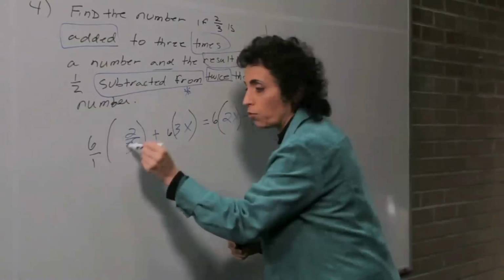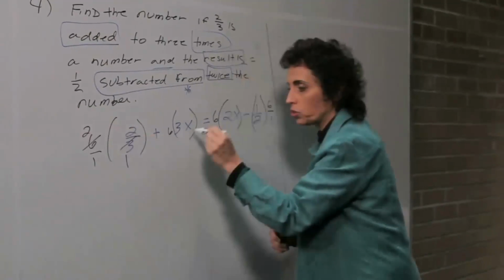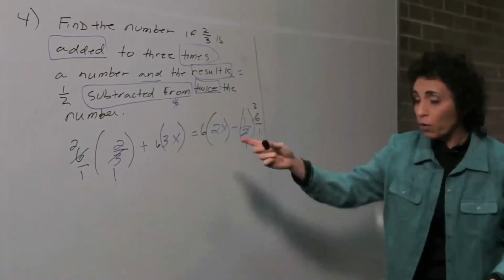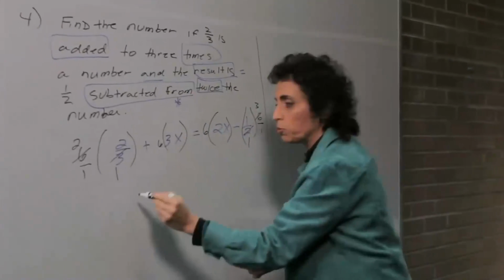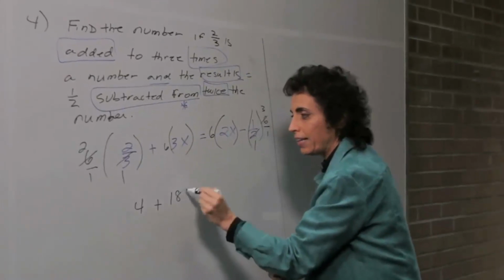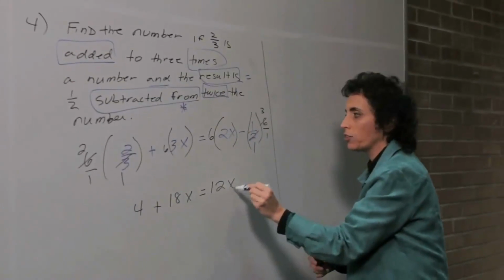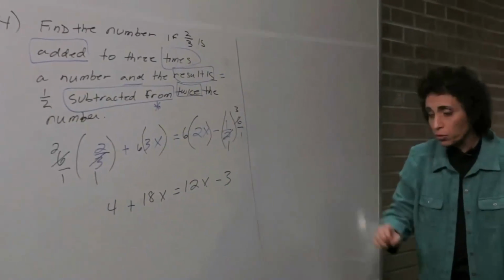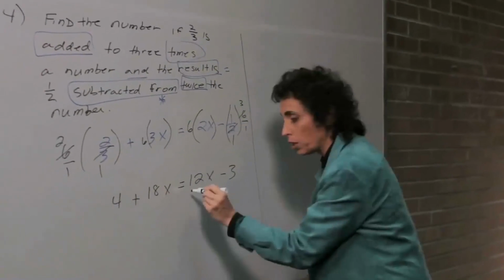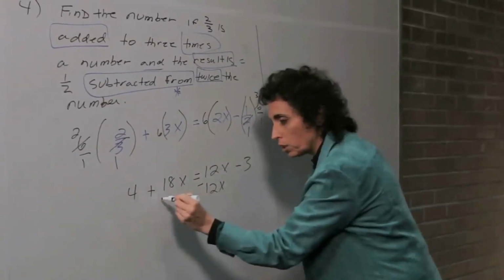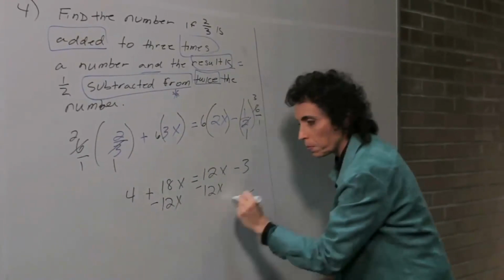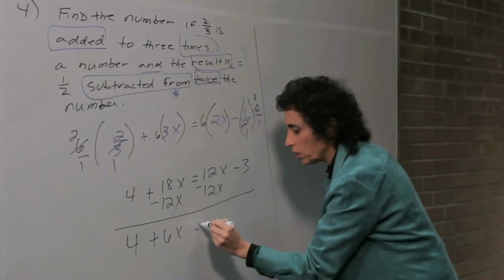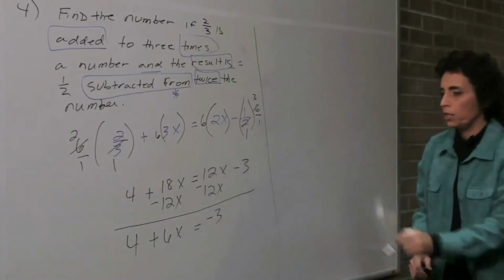Okay, so here we go. 3 goes into 3 once, 3 goes into 6 twice, 2 goes into 2 once, 2 goes into 6 3 times. Kind of pretty. Now our fractions are gone. 2 times 2 is 4, plus 18x equals 12x minus 3. Now, this is your call if you want to move the numbers or the letters. I like to move the variables first. So I'm just going to subtract 12x, and we get 4 plus 6x equals negative 3.